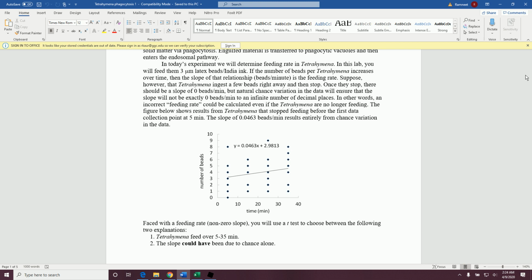In this specific experiment, the null hypothesis is that with time the Tetrahymena are not feeding. So that is the null hypothesis in this case, that the Tetrahymena are not feeding as the time is passing. The feeding rate over time is not increasing. But the alternative hypothesis will say that with time the feeding rate is increasing. That's going to be the alternative hypothesis.